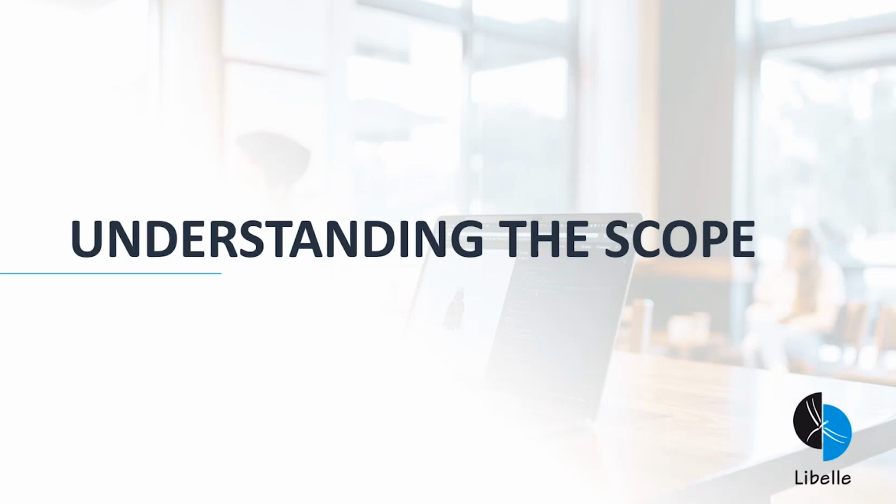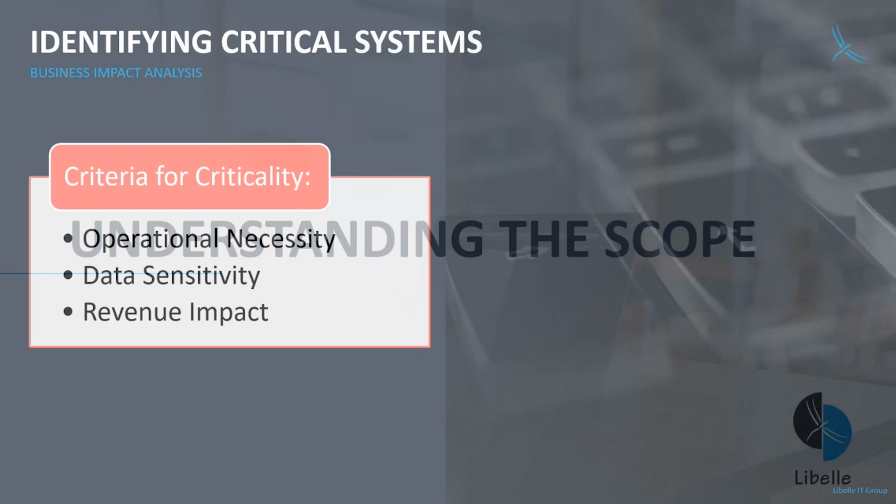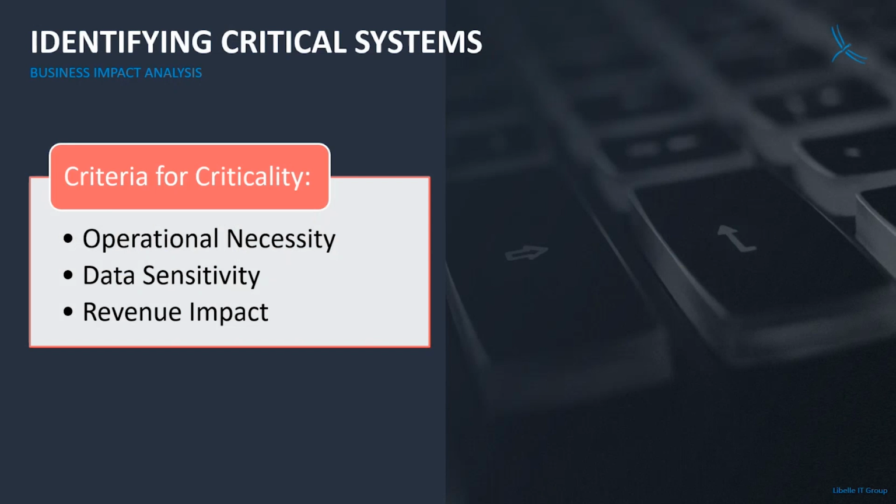So now that we know how not to do DR testing, what steps do we need to take? First, we need to understand the scope. The first step is identifying the critical systems.